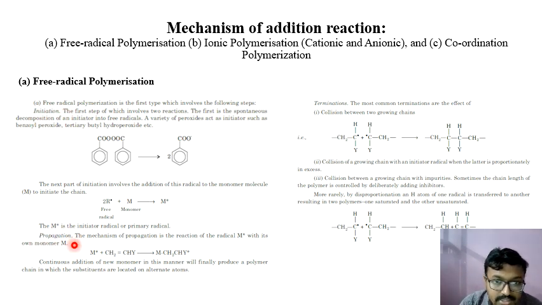Second one, the propagation step, involves the formation of the polymer, and the last one, the termination step, stops the polymerization reaction. Okay. Now in the first step, we are using a radical to start the polymerization reaction. So that is called free radical polymerization reaction.